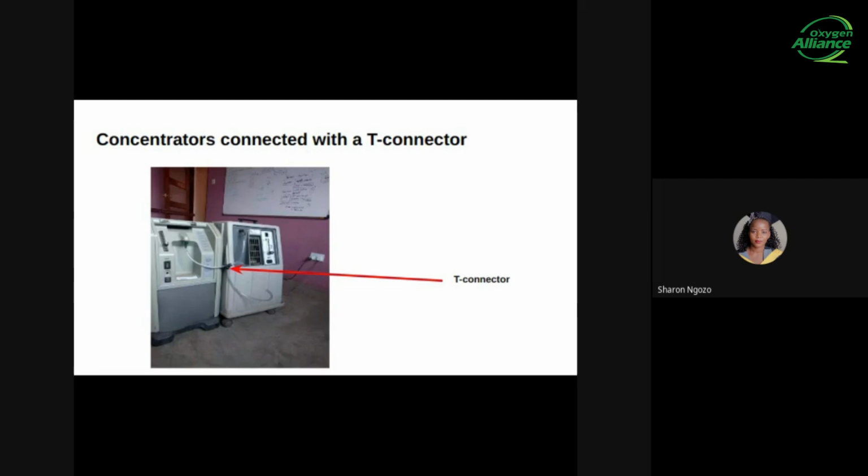Moving forward, another inappropriate thing is using a concentrator without a needle valve.